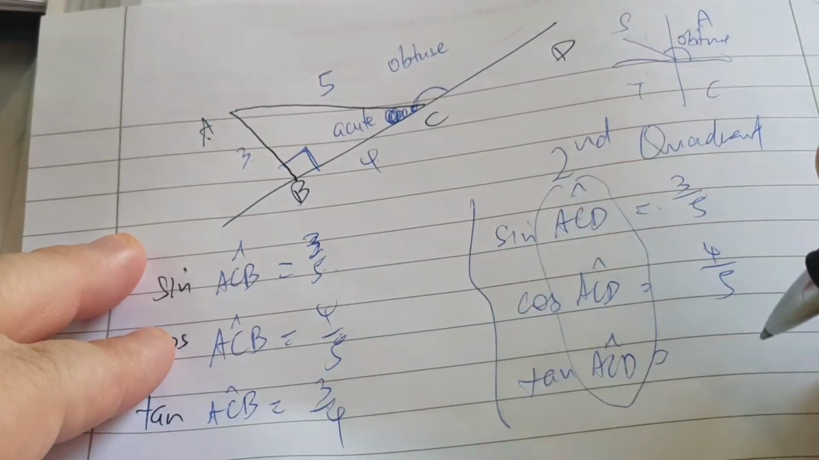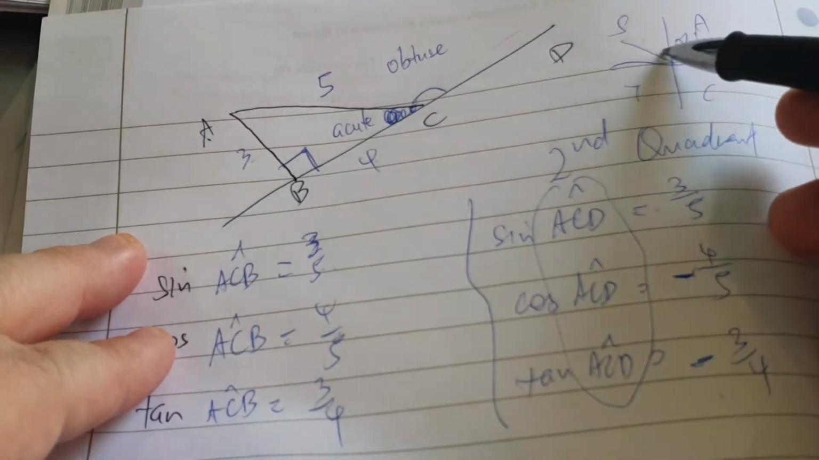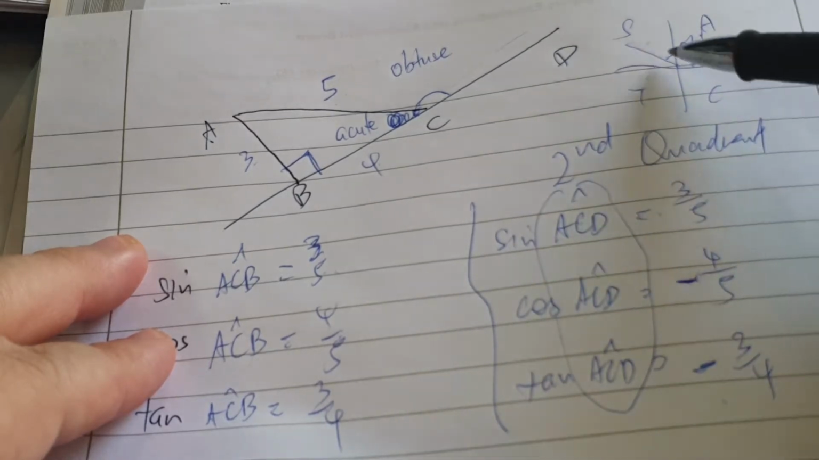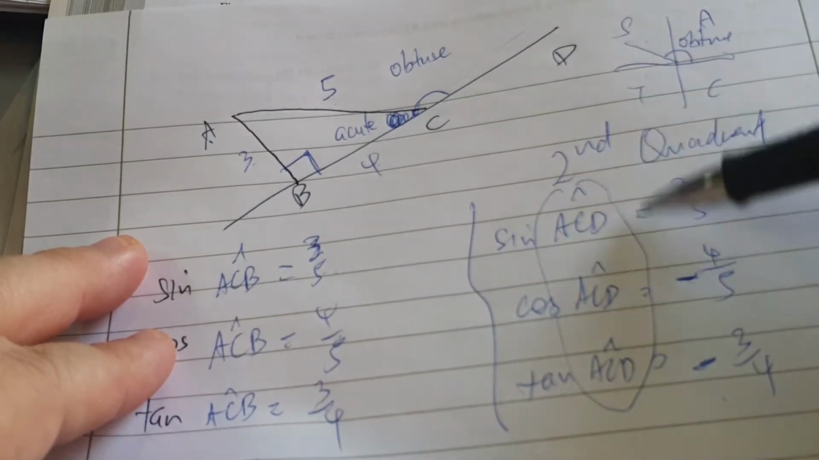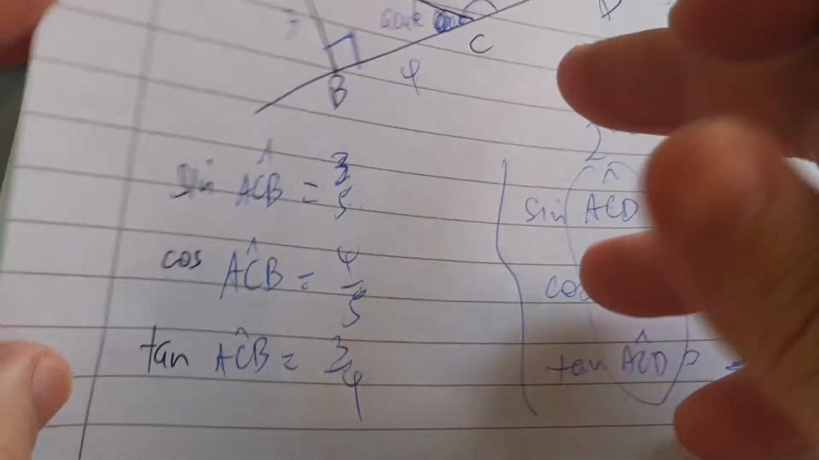4 over 5, 3 over 5, 3/4. But there must be a negative here. Why? Because in the second quadrant, only sine is positive. Tangent and cosine, they are negative. Okay, so I hope this clarifies. So that is trigo ratio.